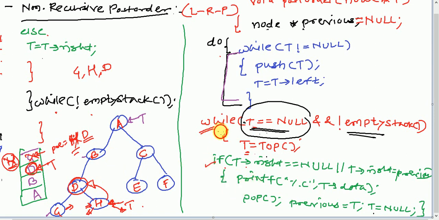Again we'll continue in the same while loop. Does T is equal to null? Yes. Stack is not empty. Now T is equal to top. So currently top of stack is B. So we are at B. Does B of right is null? Yes, B of right is null here. So we will print B. We'll take away B from the top. We'll mark previous as B here. And we'll make T is equal to null. So in the stack there is only value A. Now let's go next.